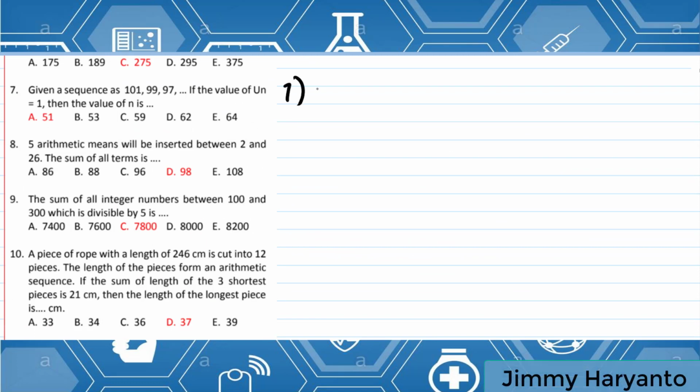Next is 7. 101, 99, 97, and so on. So I can write a equals 101, and then the difference will be 99 minus 101, equals negative 2. The value of un is equal to 1. So I have un equals 1.